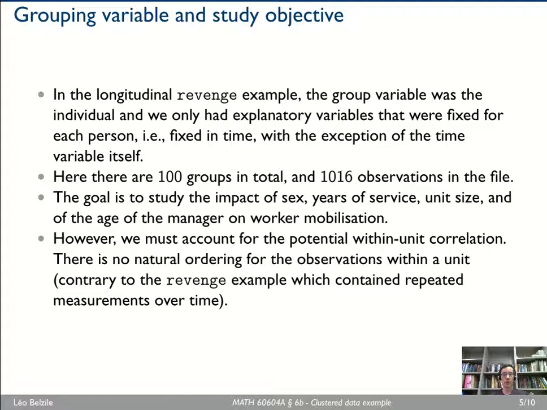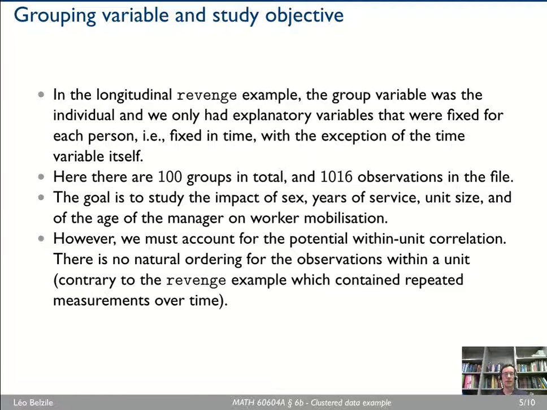Here we have 100 groups in total with 1,016 observations. So that's much more variable. On average, there are 10 people per group, but it can vary from, say, 3 to 25. So there's a lot more heterogeneity, and that also means we'll have a bit more restriction when it comes, for example, to within-group covariance models.